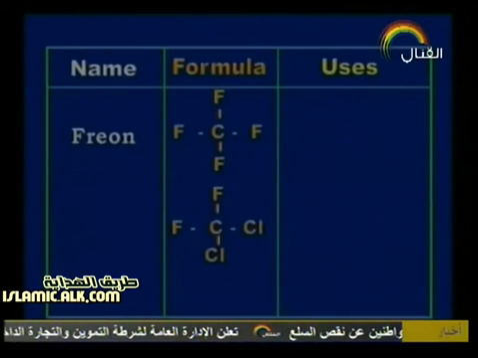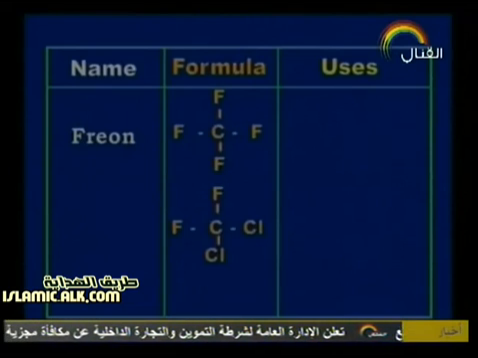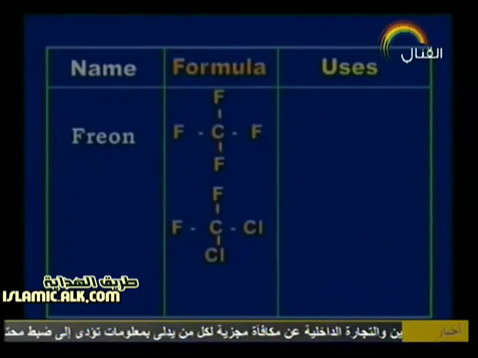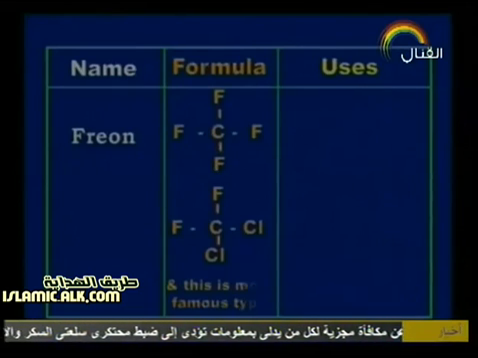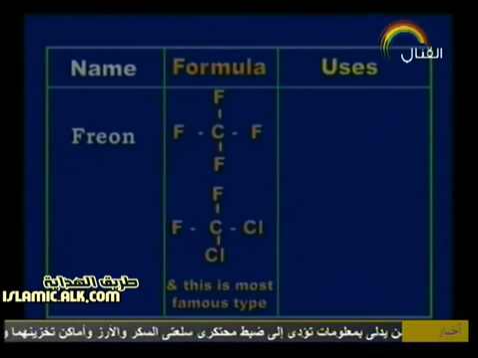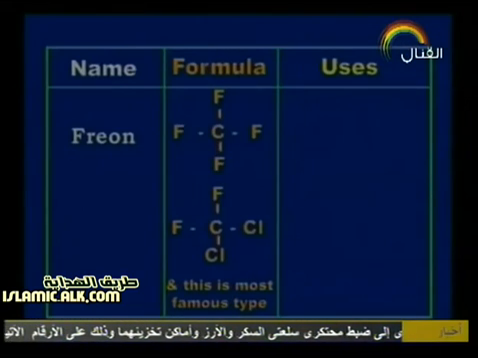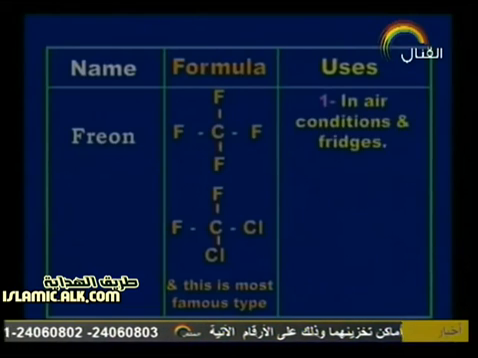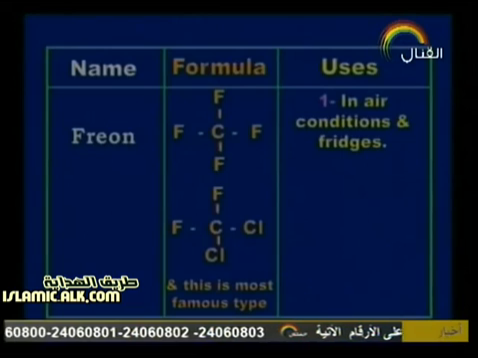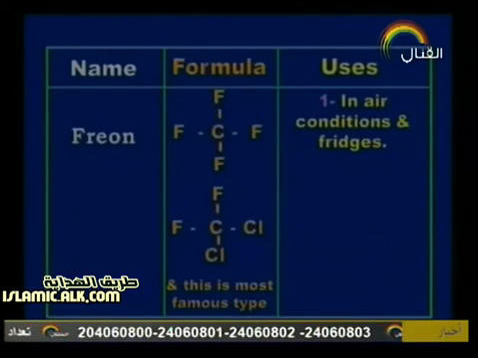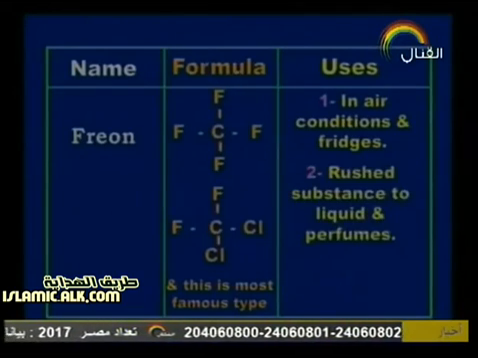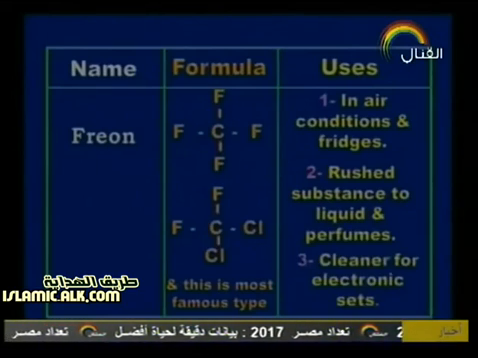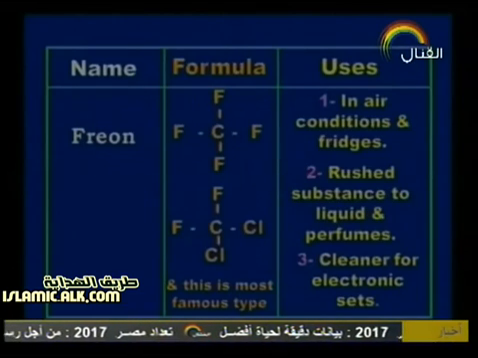Freons, my dear students, are compounds containing chlorine, fluorine and carbon. The most famous ones are those shown on the screen, CF4 tetrafluoromethane or dichlorodifluoromethane, CF2Cl2, and these are the most common types of freons. Their uses: they are used in air conditioners and fridges as a cooling agent, they can be used as a propellant for liquids or perfumes, and are used as a cleaner for electronic sets.